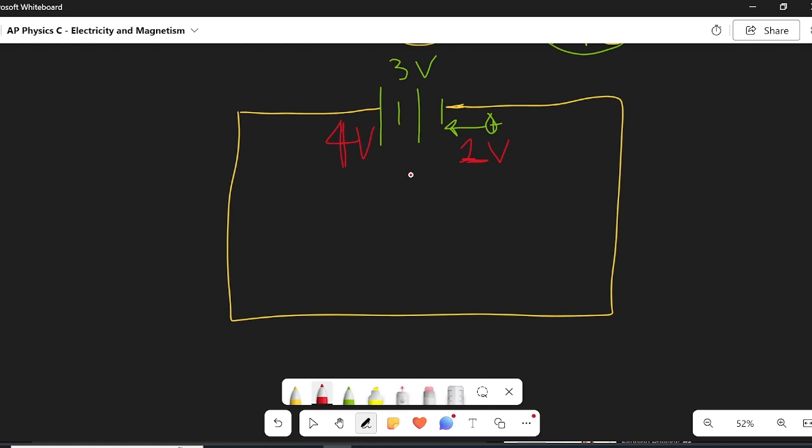So this is the double cell battery, right? This is what is typically going to be used on the AP exam. But if you see something like this, that is a single cell battery. We'll usually not see this. We'll usually see a double cell battery because that's what we use in household appliances nowadays. We just use double cells.